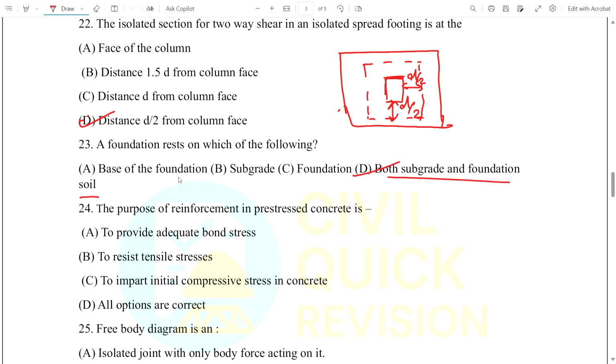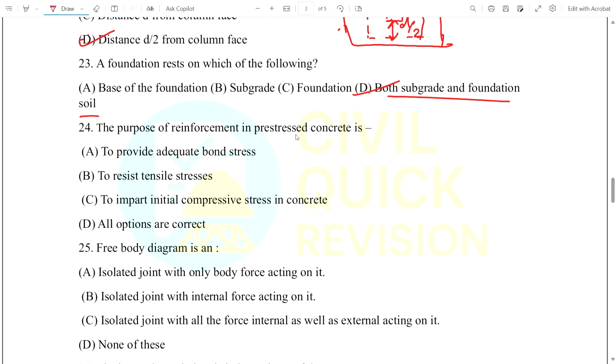Okay, now coming to 24. The purpose of reinforcement in pre-stressed concrete is what? To provide adequate bond stress, to resist tensile stresses, to impart initial compressive stress in concrete, or all of the above are correct. Option C is the correct one, to impart initial compressive stress in concrete.